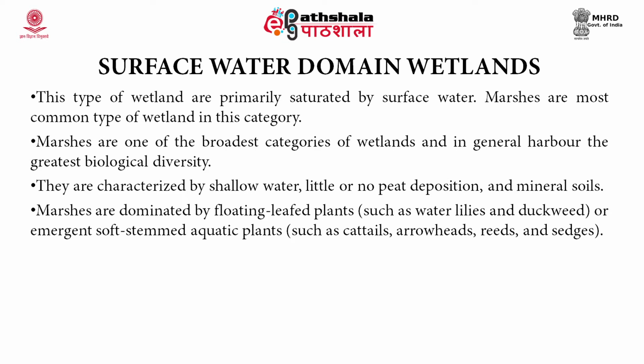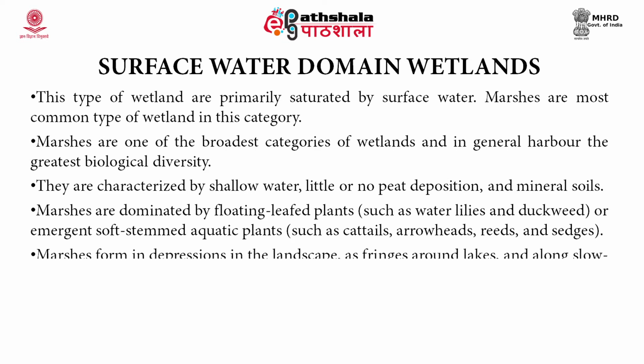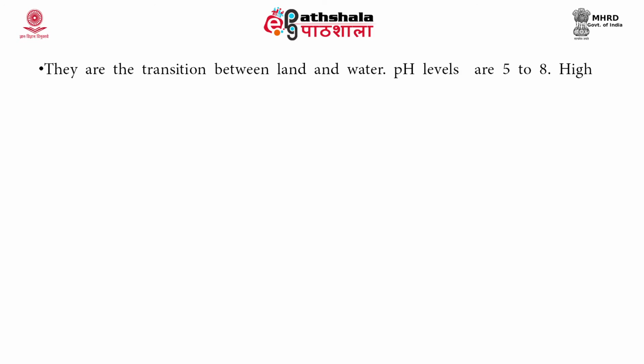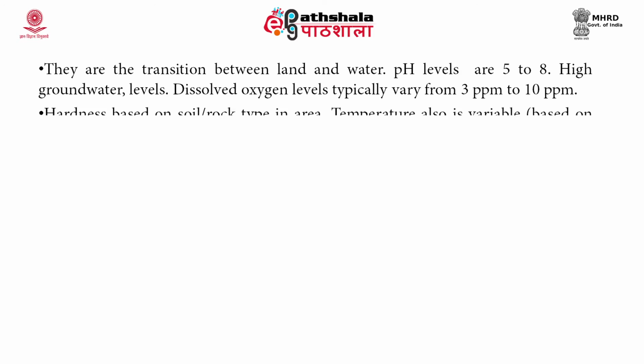Marshes are dominated by flood-leafed plants such as water lilies and duckweeds, or emergent soft stem aquatic plants such as cattails, arrowheads, reeds and sedges. Marshes formed in depressions in the landscape as fringes around lakes and along slow flowing streams and rivers. They are the transition between land and water.